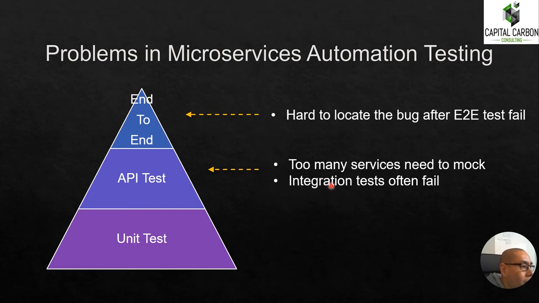Another problem is with E2E testing at the top of the pyramid. Because microservices talk to one another by RESTful API, the traditional debugging method cannot trace the error easily. If something is wrong with the E2E test, usually the development team will take a long time to locate the bug. That's often a time-consuming job.